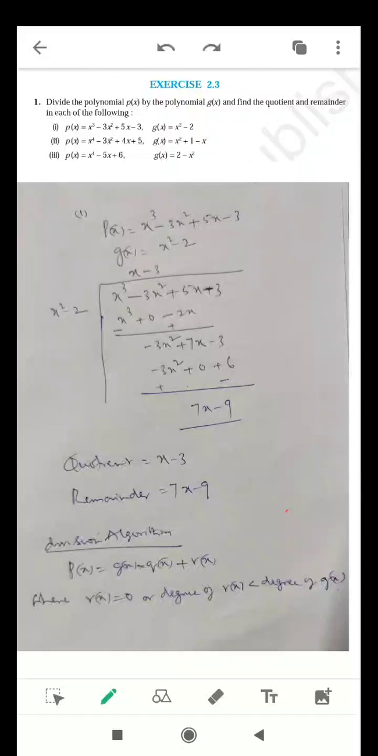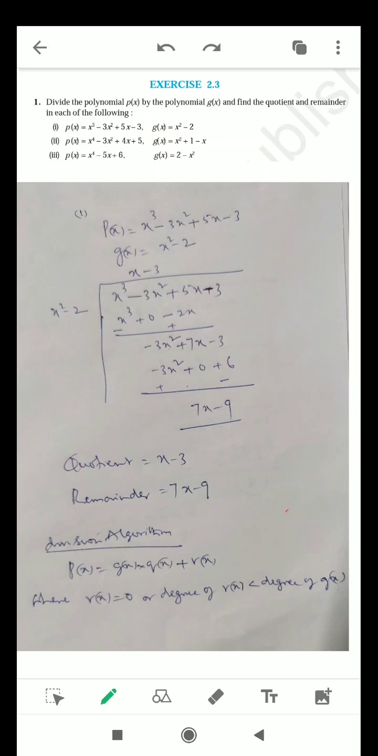So it is exercise 2.3, CBSE Class 10 Maths, Polynomials, exercise 2.3. It is problem number 1, regarding problems of division of polynomials. Now there are three problems. p of x is x cube minus 3x square plus 5x minus 3. g of x is x square minus 2. We have to divide p of x by g of x and find out the remainder.